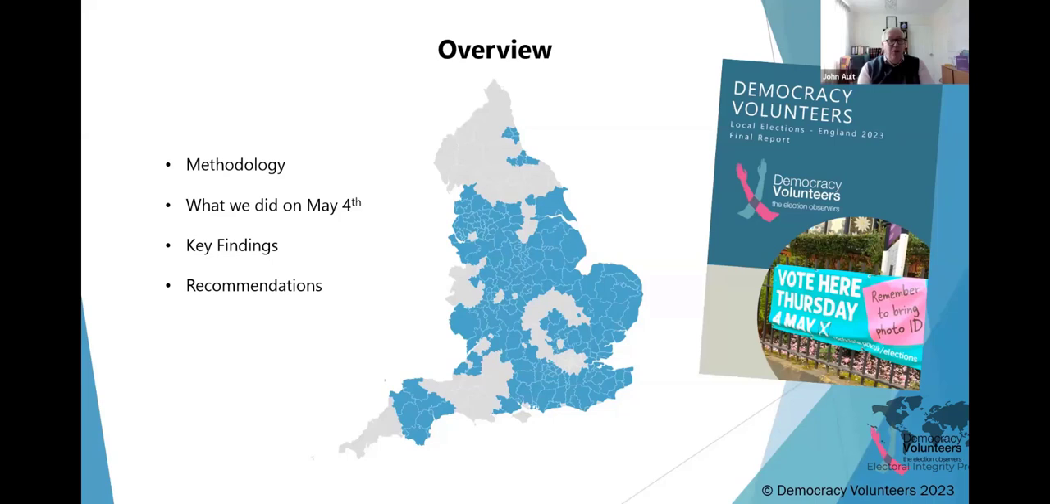So let me just go into it. Essentially, I'm going to talk you through four things: our methodology, how we set up what we were going to do, what we actually did on the day, the things we found, and then some of the ideas we come up with. That map there shows you the areas where there were elections on May the 4th. As you can see, essentially, lots of rural England and some big metropolises without any elections at all. So that's going to be very interesting when it happens next year.